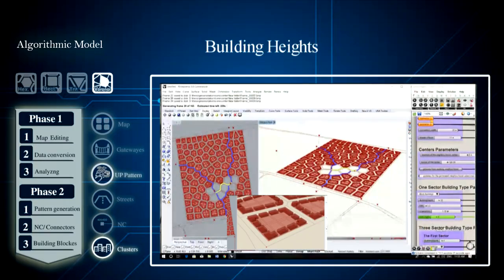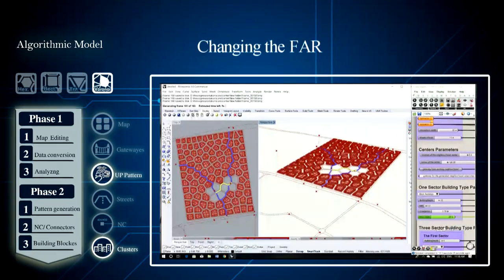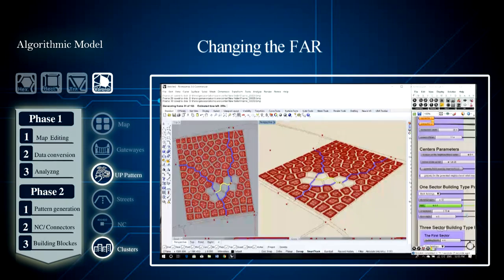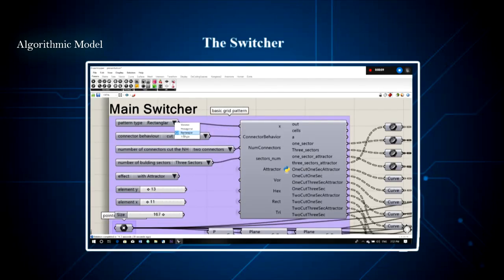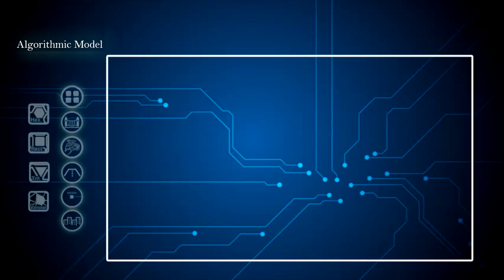Building heights and depth can be also determined. Users can also change the floor area ratio. The study also proposes a switcher, which enables easy accessing to the parameters. The switcher is scripted with Python.